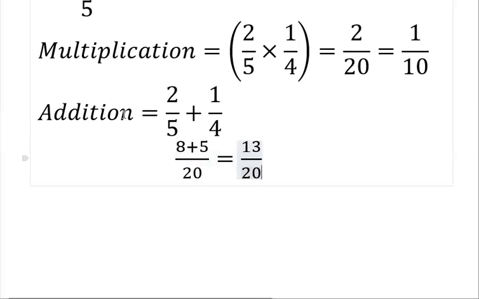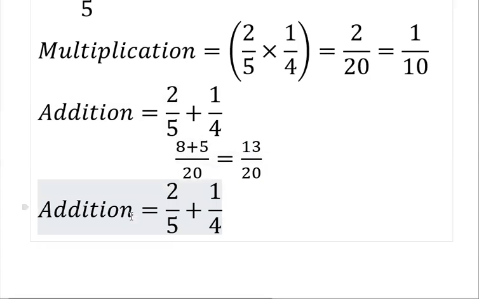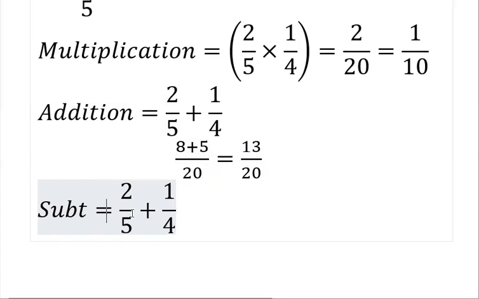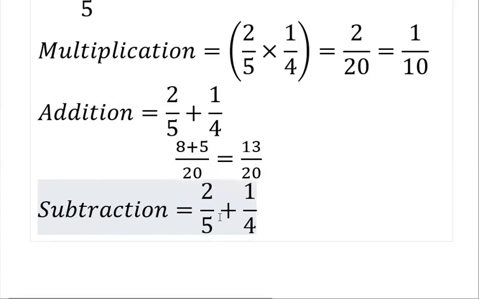And lastly, for subtraction, which is the last one in the acronym of BODMAS, let's just get this as a template. The last one is subtraction. So that is how it works. For subtraction, that means the operational sign that will be here will be minus. So also we apply the same method and principle.